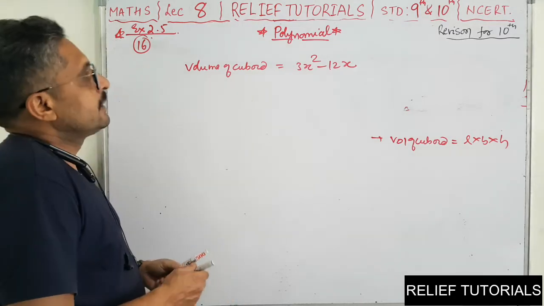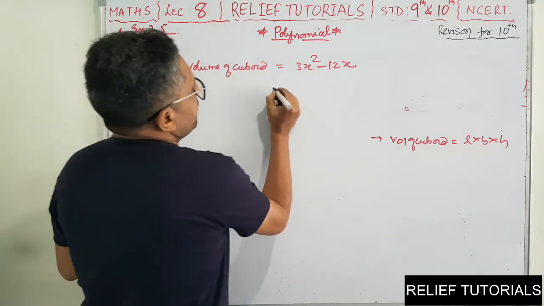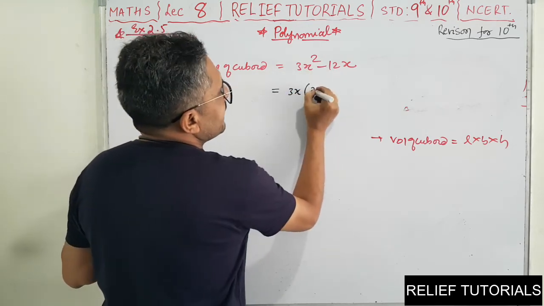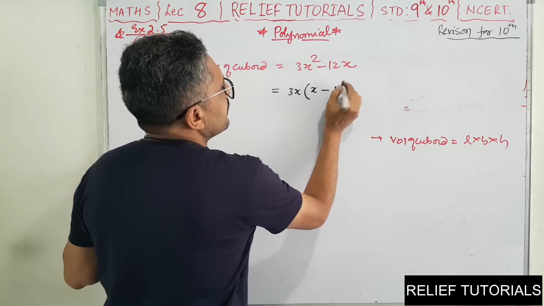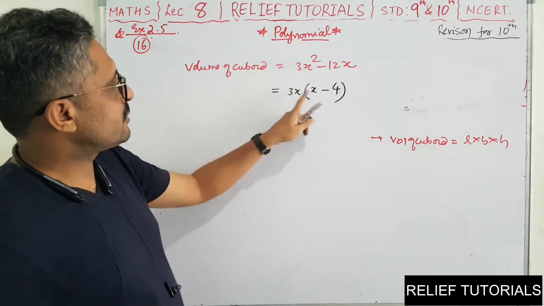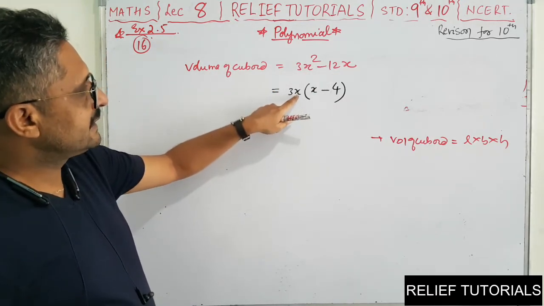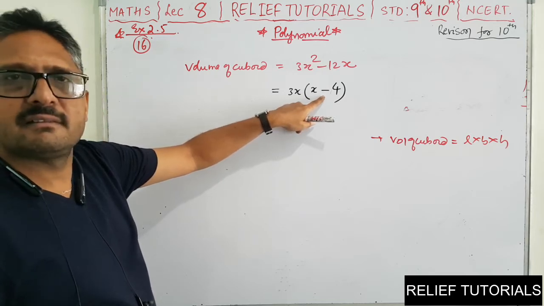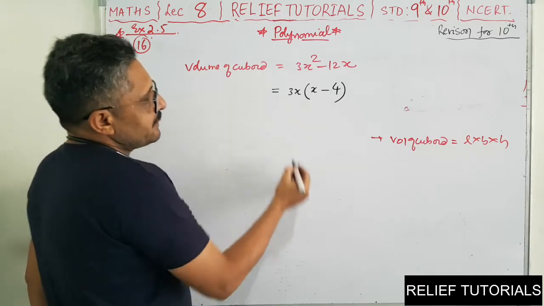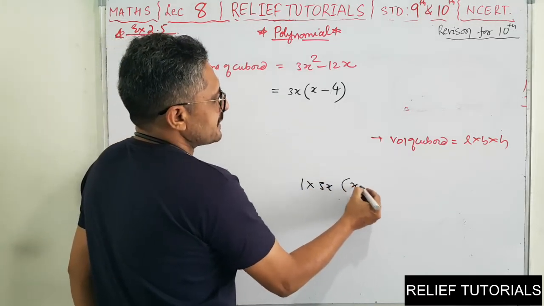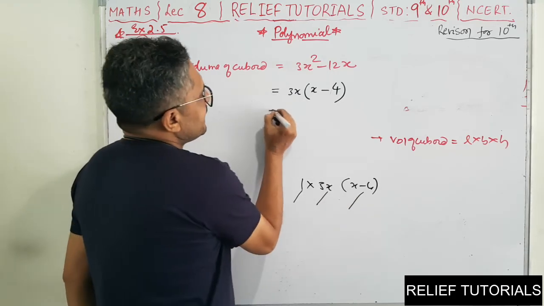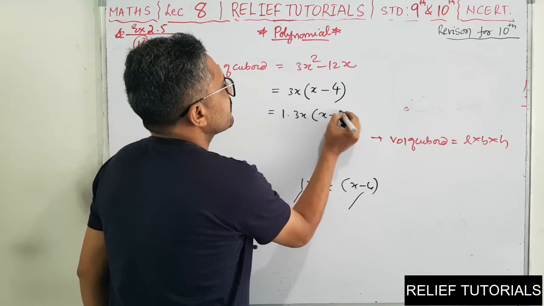So I will write, volume of cuboid is equal to, I will take common. What will be common? 3x will be common. So what is left here? x − 4. Taking common this 3x, so x − 4. So 3x is length, this is breadth, and this is height. Or this can be written also as 1 into 3x into (x − 4). So this is length, this is breadth, this is height. Both are the same.